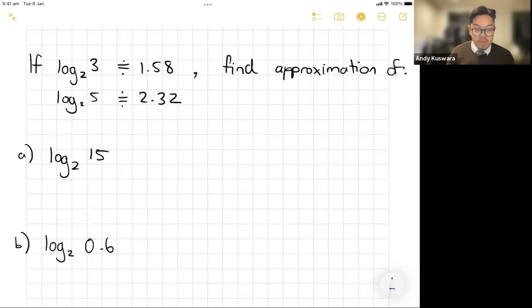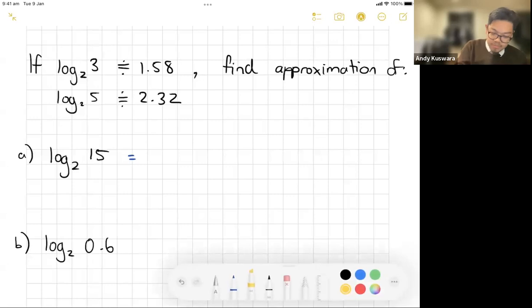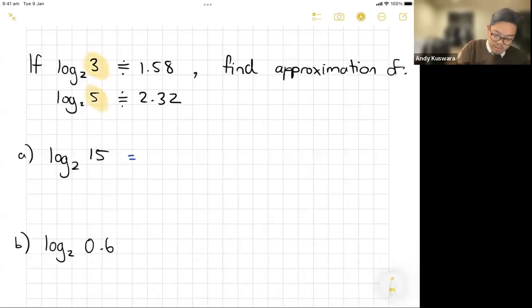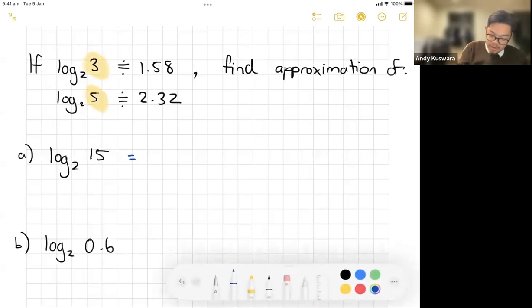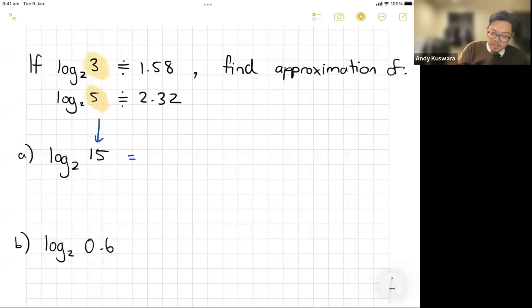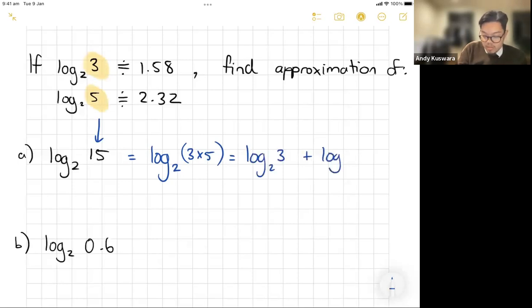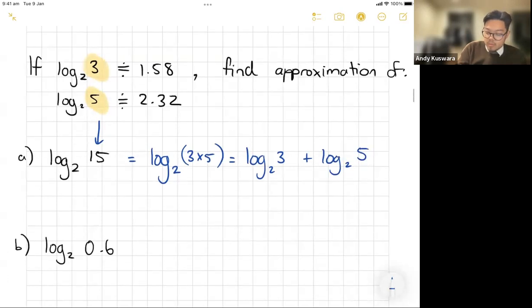Okay. Now there is one more type of question that we'll see. Sometimes they'll give us some approximations, and then we need to find different expressions. So in this case here, I want you to take note. Given us log 2, 3 and log 2, 5. What we need to do is find out how do I make log 2, 15? Hopefully you can see that with 3 and 5, the logical thing would be to go 3 times 5. And we know by log laws, we can write this out as log 2, 3 plus log 2, 5.